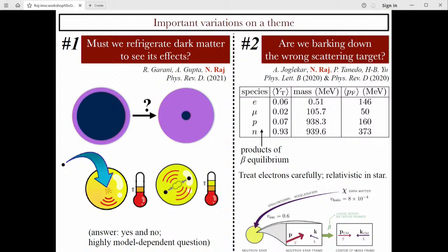You can also ask, what if dark matter doesn't like neutrons? What if dark matter only scatters with electrons, or maybe just muons? Because we really don't know what its microscopic identity is. Thankfully, neutron stars have huge populations of protons, electrons, and muons. Because of beta equilibrium, the kinematics is now a little bit non-trivial because electrons are relativistic in the star. Nevertheless, we did it, and we have some nice results on that.